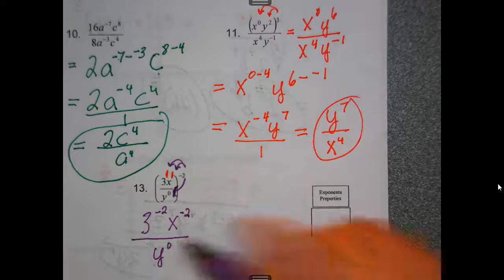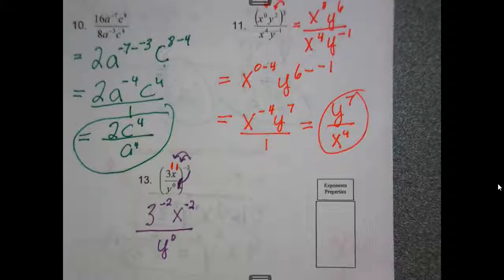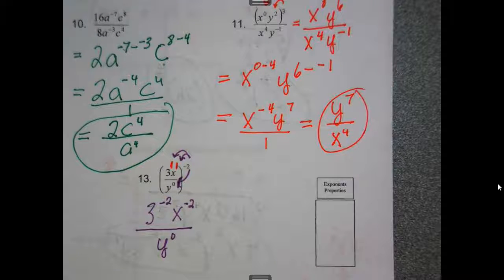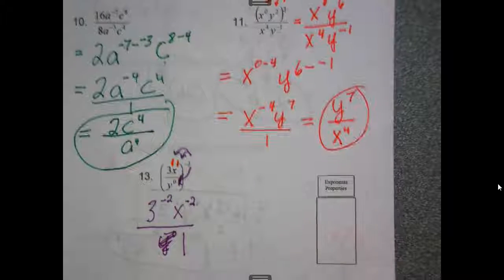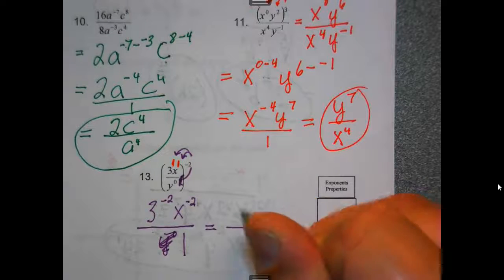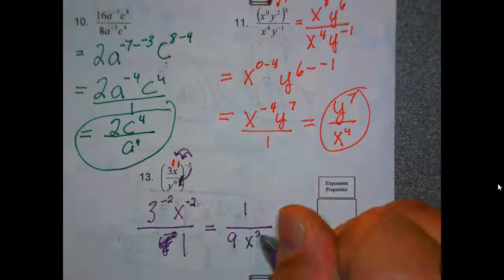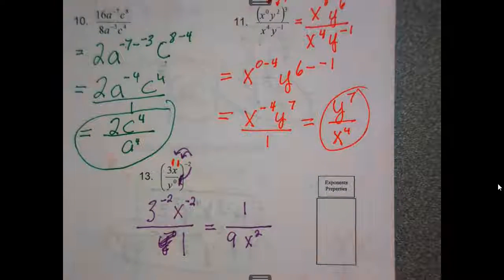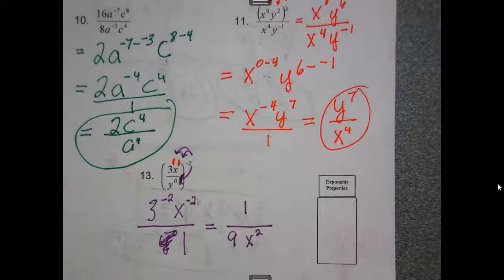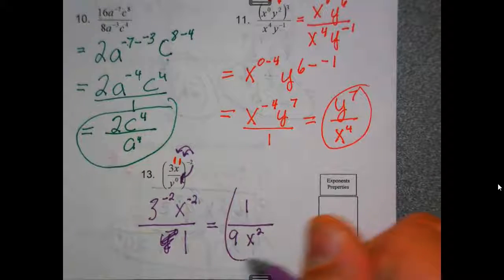And y to 0. Okay, what's anything raised to the 0? That's right, 1. Okay, I got to get rid of my negative exponent, so I'm going to put them in the denominator. I'm just going to flip this whole thing around. Okay, 3x squared, x squared. Questions, comments, concerns?